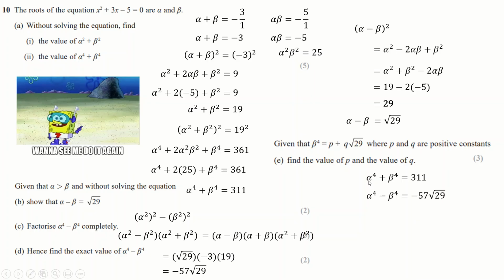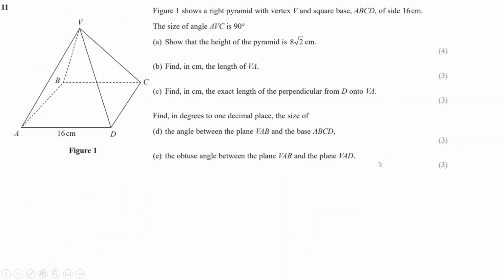Now, of course, I don't want to add these together because that will cancel the betas, I want to take them away. If I do this, take away this, minus minus makes a plus, these cancel, and then I get this here. And of course, I can divide by 2, and I end up with this, which makes p 311 over 2 and q 57 over 2. And that is that. Final question then.